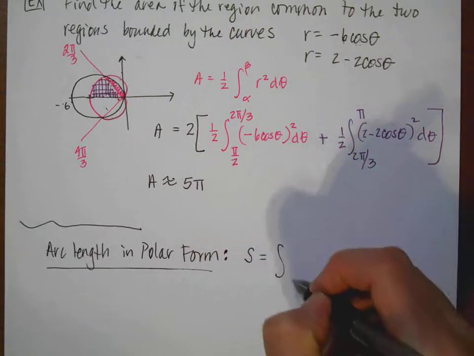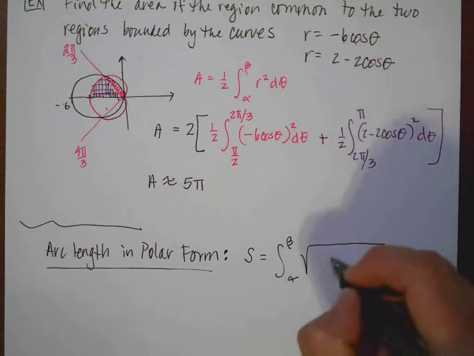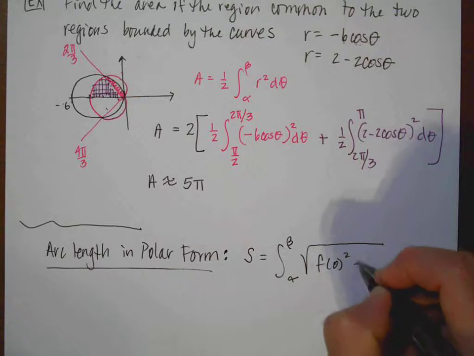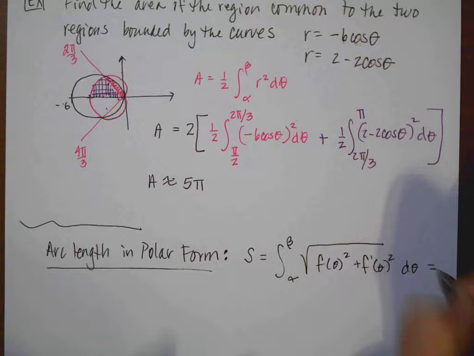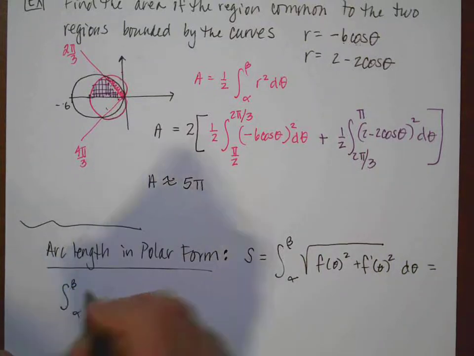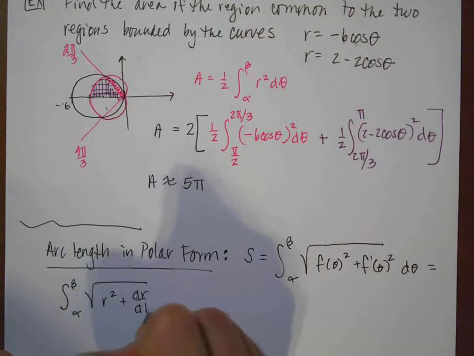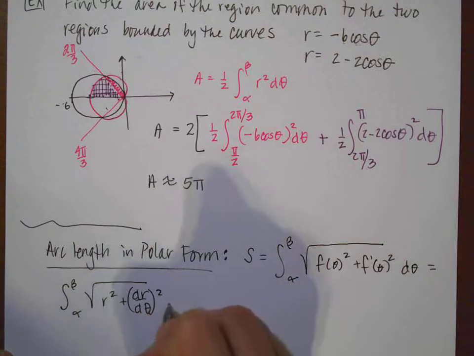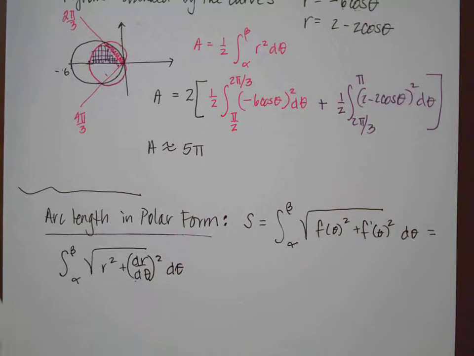So the last formula that we get to learn is arc length in polar form. Okay, not so different from the other ones that we've seen. So our arc length is equal to the integral from alpha to beta of the square root of f of theta squared plus f prime of theta squared d theta. And then we simplify that to be the integral from alpha to beta square root r squared plus dr d theta quantity squared d theta. All right, and this is the form that we're going to use.